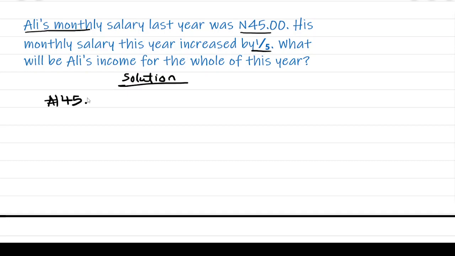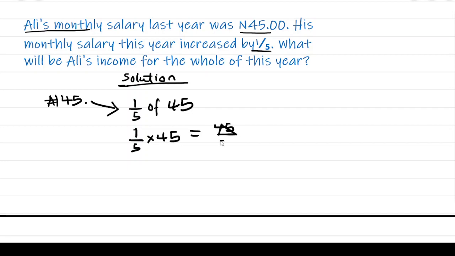So what they did is that they took his salary, found 1/5 of the salary, 1/5 of 45, and then used that amount to increase the salary. So let's say the amount that they increase the salary with. So 1/5 of 45 is 1/5 multiplied by 45, which is the same as 45 divided by 5.